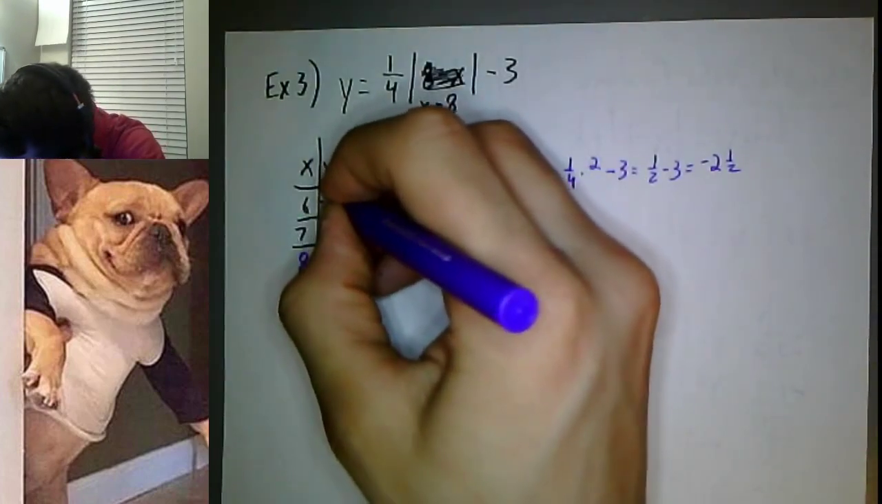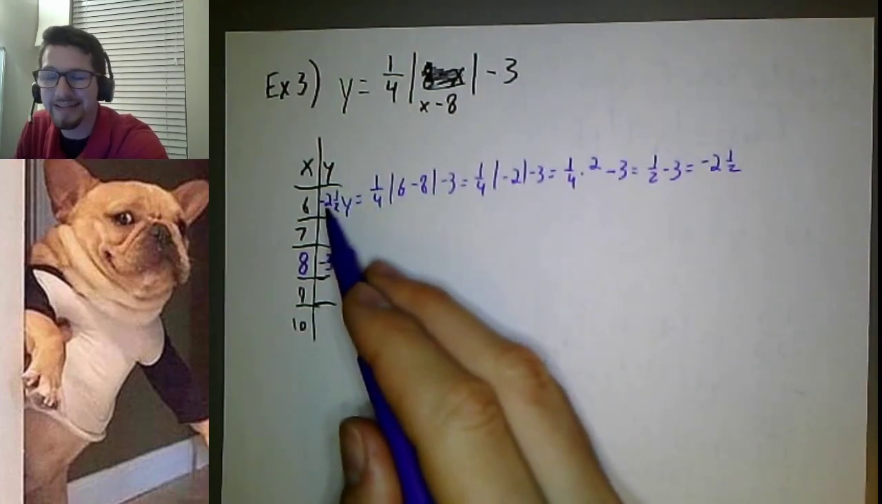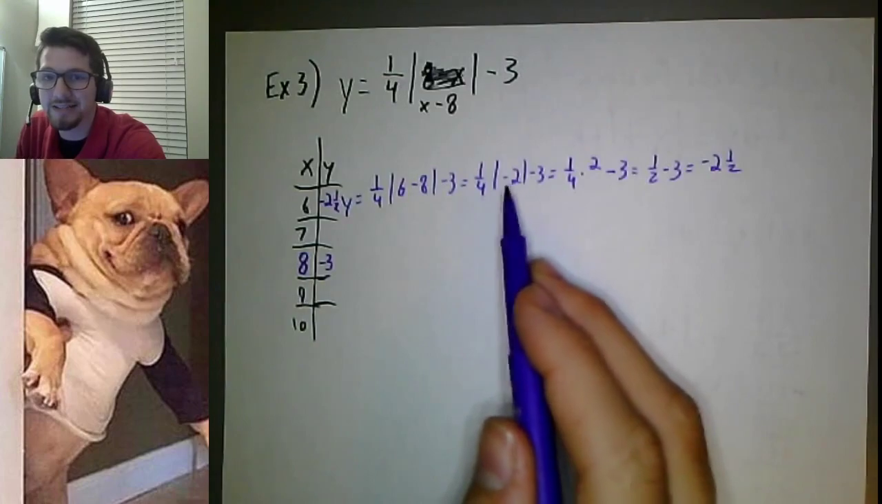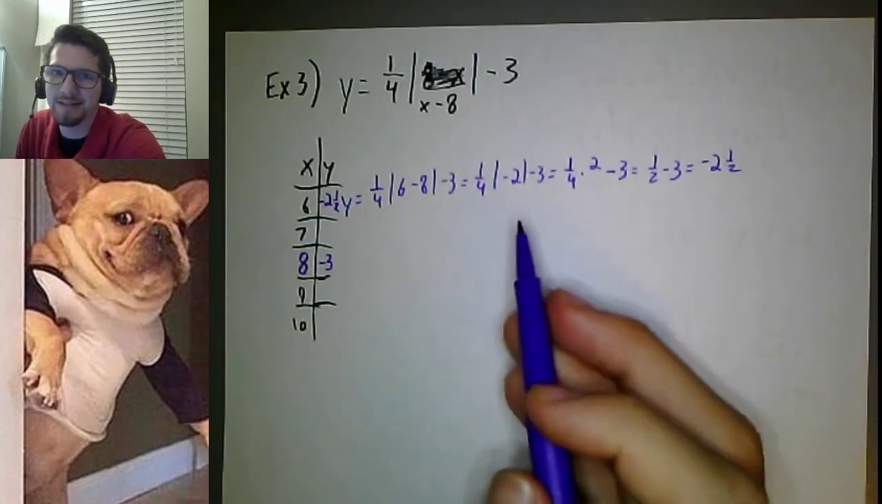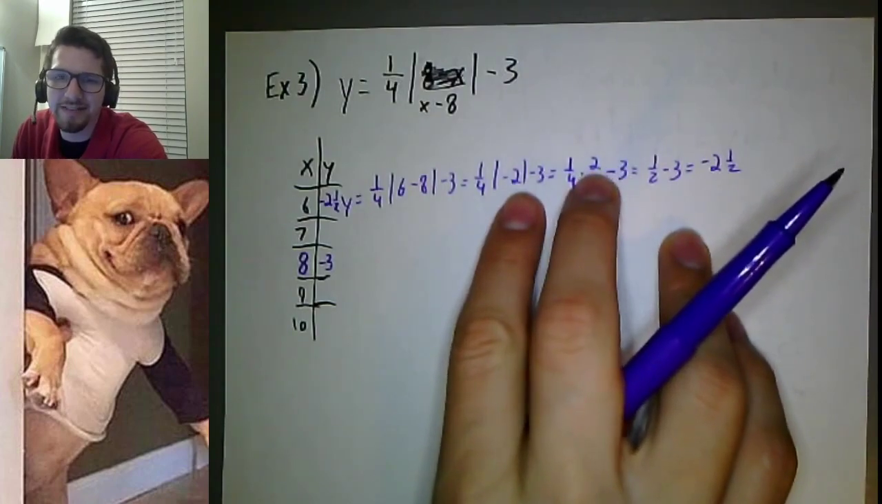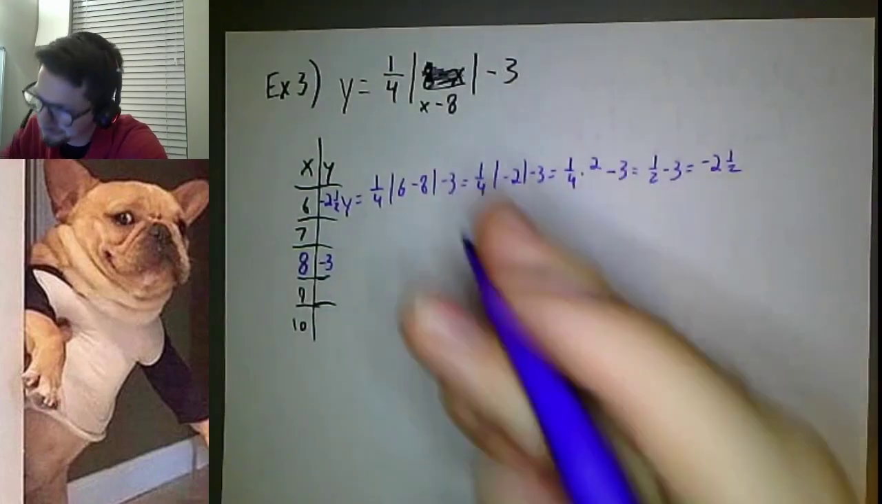So negative 2.5. Now, I told you it can't be negative. This is fine. What can't be negative is a negative inside the absolute value. What can't be negative is this 2 when we take it out of the absolute value function. That's what can't be negative. Your y, that can be negative.